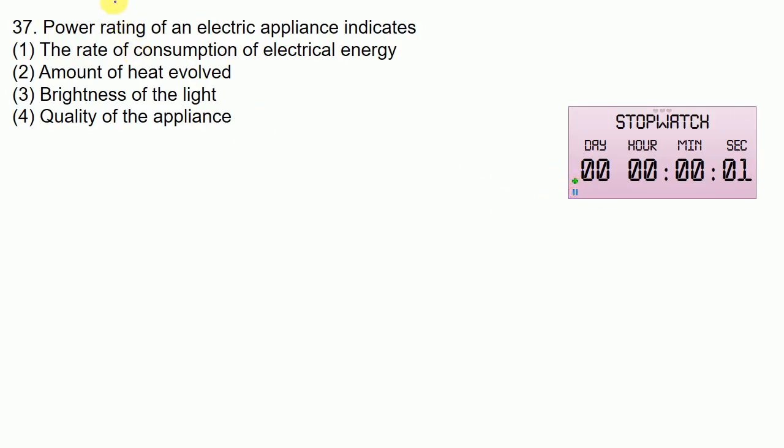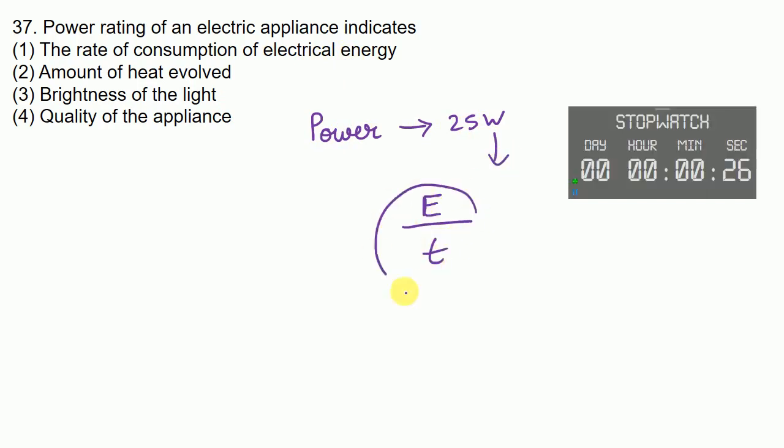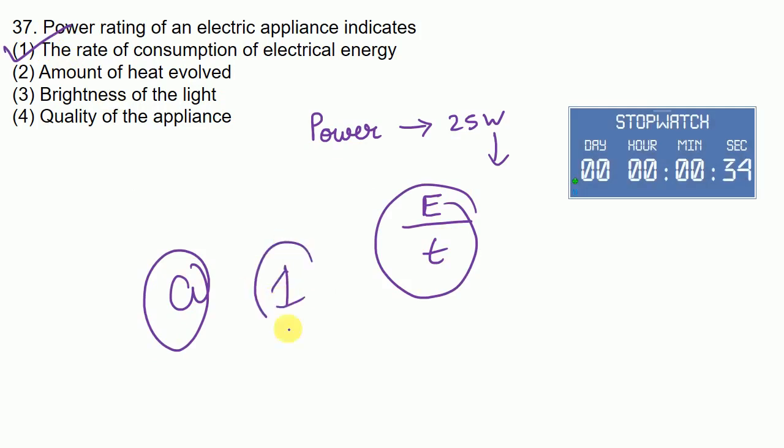Power rating of an electric appliance indicates amount of heat evolved, brightness of the light, quality of the appliance, or rate of consumption of electrical energy. Remember, power rating is 25 watt, 30 watt. What is the unit of what? Electrical energy consumed per unit time, right? So the rate of consumption of electrical energy, option A or 1, is the correct answer, right?